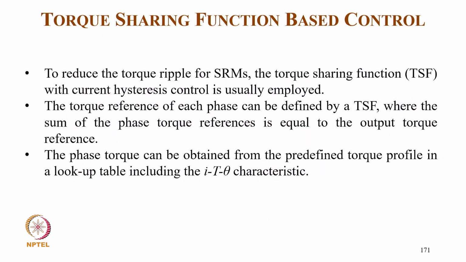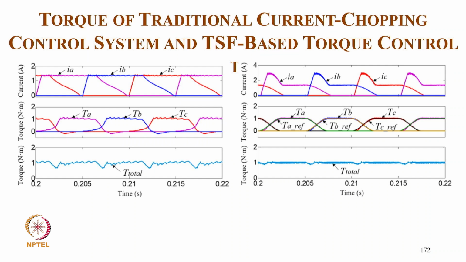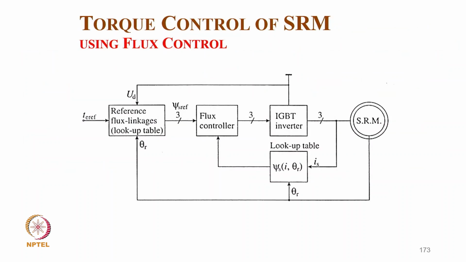To reduce the torque ripple of SRM, the torque sharing function with current hysteresis control is usually employed, and the torque reference of each phase can be defined by a torque sharing function where the sum of the phase torque references is equal to the output torque reference. The phase torque can be obtained from the predefined torque profile in a lookup table, including the L-i, i-T-theta characteristic. And this is typically how the torque sharing function phase torque control works, in the 2 cases at low speed and high speed, with different kinds of current waveforms.